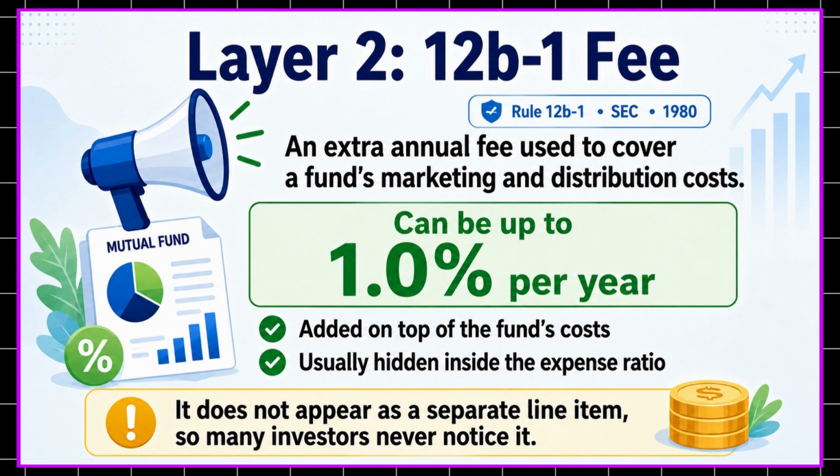Layer 2, the 12B1 fee. In 1980, the SEC passed a rule called Rule 12B1. It authorized mutual funds to charge investors an additional annual fee, on top of the expense ratio, ostensibly to cover the fund's marketing and distribution costs. In plain language, the fund charges you an ongoing fee to advertise itself to other investors. This fee can reach 1% per year. It is embedded inside the expense ratio number that investors see. It does not appear as a separate line item. Most participants have no idea it exists, which is, of course, the point.